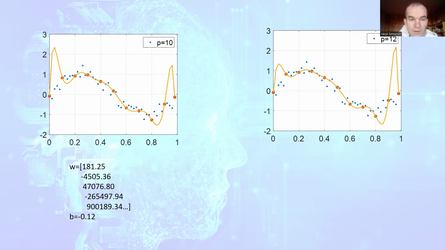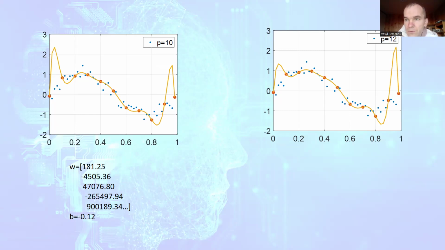And for p equal to 10, the situation is very interesting. The 10 training points, of course, are approximated perfectly by the 10th order polynomial regression. But for testing points, we start already getting quite large errors. And this is also accompanied by a very significant growth, up to 900,000, of coefficients w, although intercept b remains here quite small.